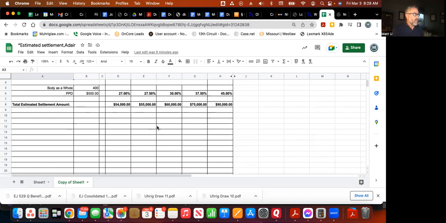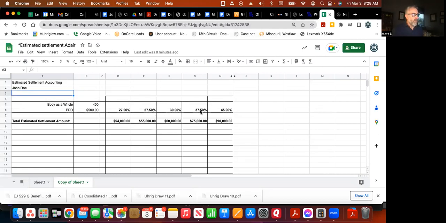You can see here, I've already plugged in a number of different disability ratings. So if your doctor gave you a disability rating of 45%, your expected settlement or award would be $90,000. If your doctor gave you a lower rating, let's say 10%, your expected settlement or award amount would be $20,000. And then we have different levels in between.